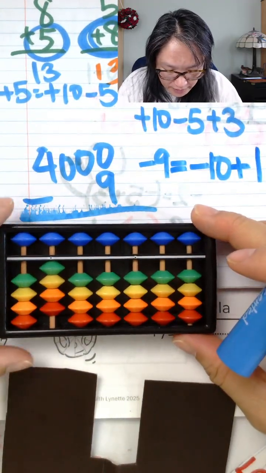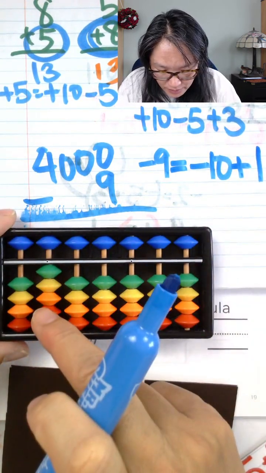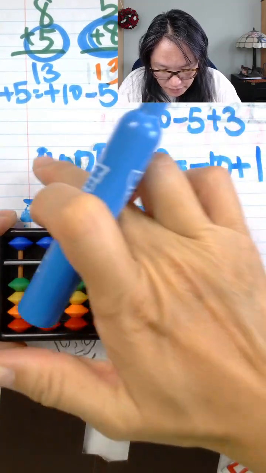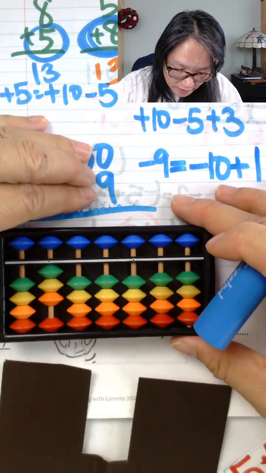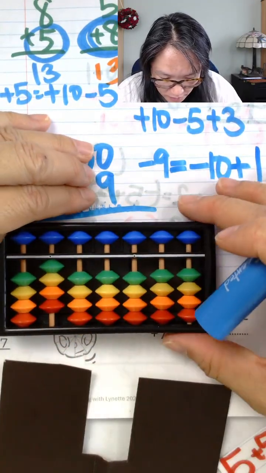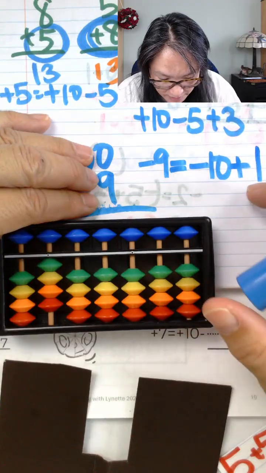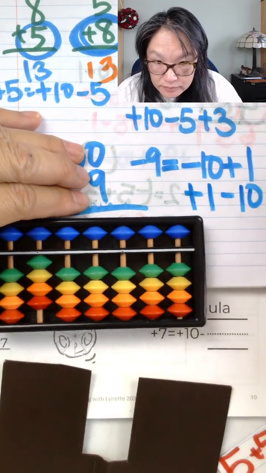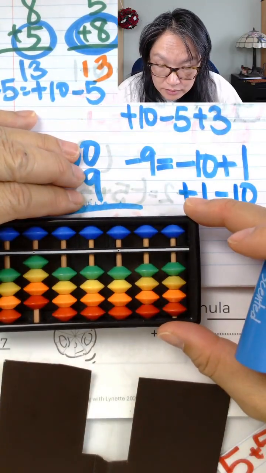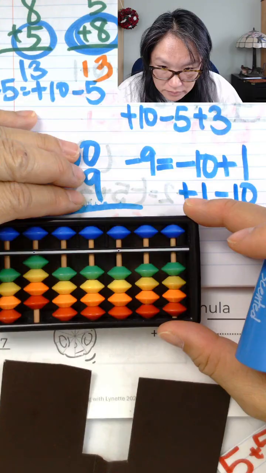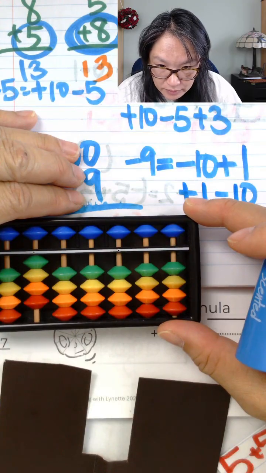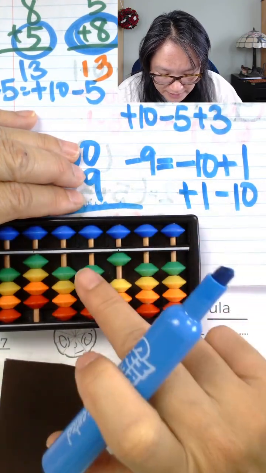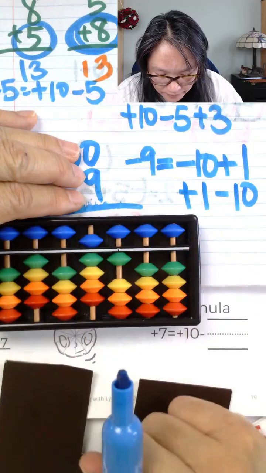Minus the 10, but we're here. So you can either start from here or here. I would start from here so you can see it. So minus the 9 plus the 10 plus the 1, so we can do plus the 1 minus the 10, right? Oh, did I do that wrong? I did that wrong. Plus the 1 minus the 10. Oh yeah, I did that wrong.